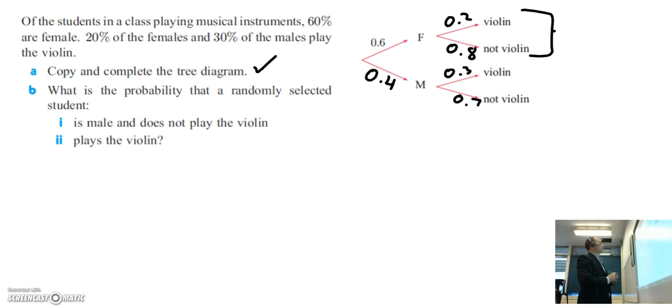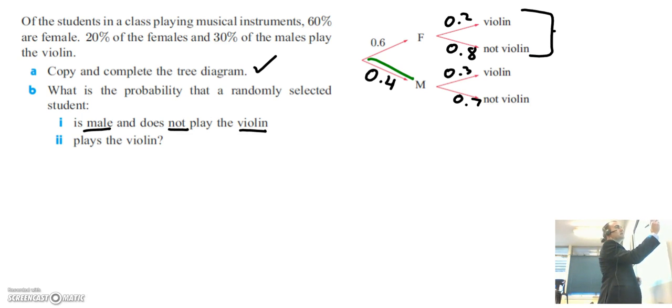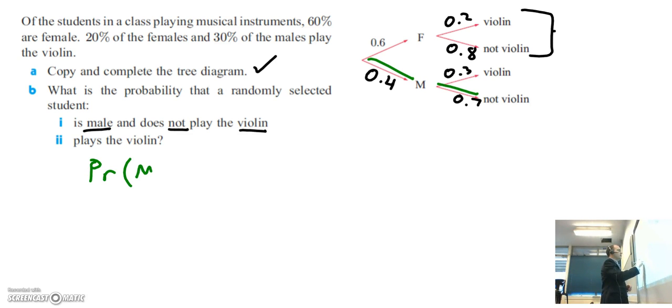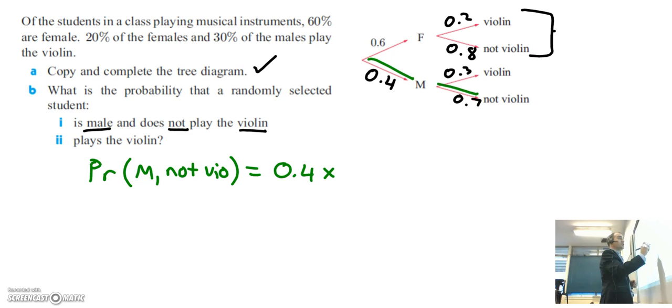What is the probability that a randomly selected student is male and does not play the violin? So is male and does not play the violin. So that would be P(M and not violin) is equal to 0.4 as I work my way down the chain times 0.7. Pop that into my calculator and get 0.28.